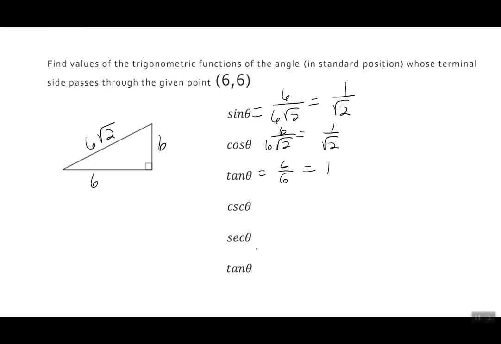Then cosecant, secant, and cotangent, we will look at our previous ratios to find the answer. For cosecant, I'm going to look at sine, which says I have the square root of 2 over 1. I can reduce that to square root of 2. Secant, related to cosine, I flip to get the square root of 2 over 1 again, square root of 2. Tangent, I had 1, so cotangent is also 1.